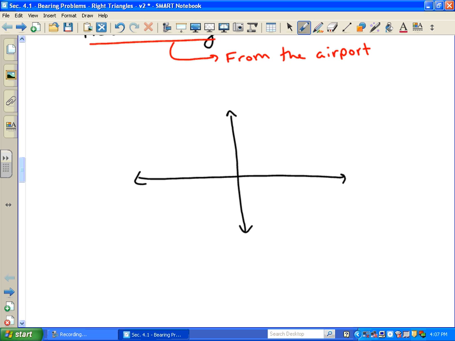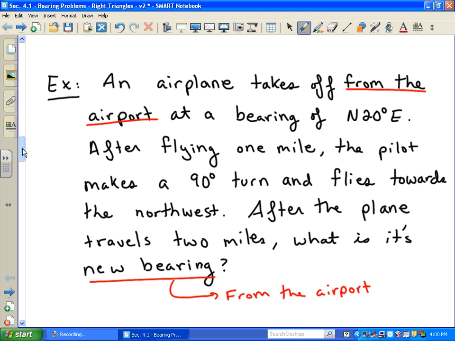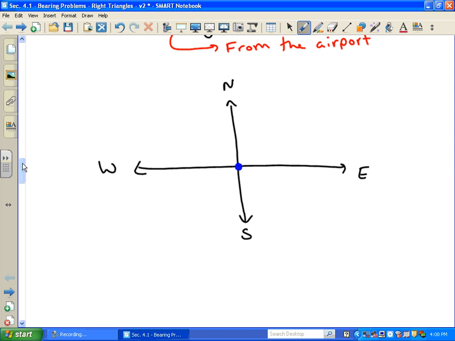All right, draw a north, a south, an east, and a west line. Let your original location be the origin. So we're going to let the origin be the airport. Okay, the original bearing, it said it was north 20 degrees east. And so from the north line, we're rotating 20 degrees to the east. And so the measure in here is 20 degrees.